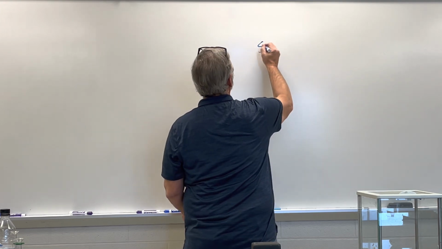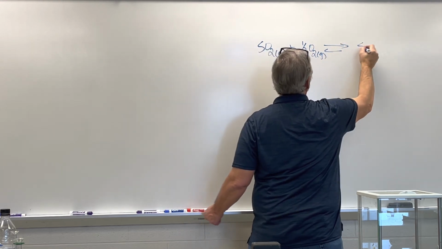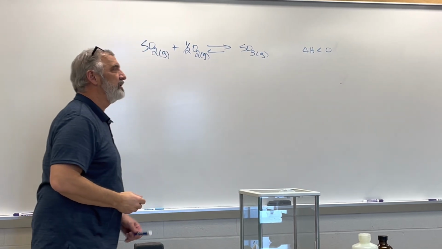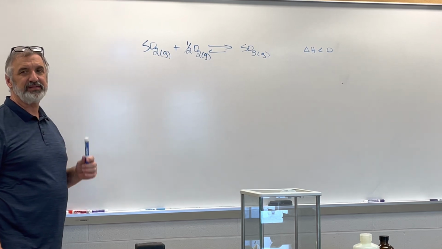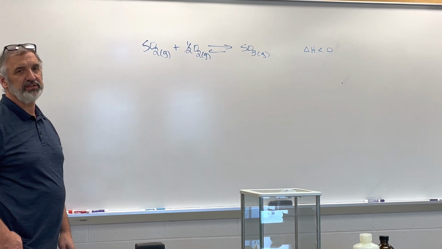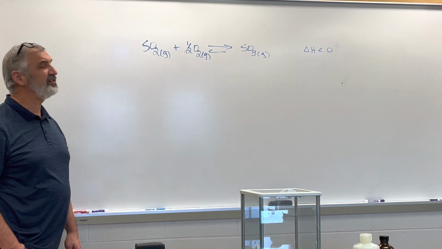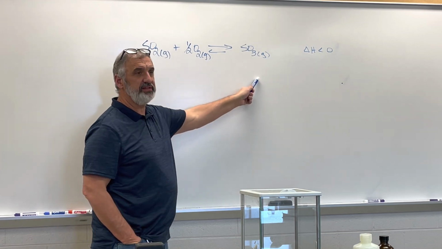We'll see. All right, Le Chatelier's principle. If we have an equilibrium of SO2 gas plus 1/2 O2 gas goes to SO3 gas, delta H is less than 0. If I add some SO3 gas to this equilibrium, which way is the equilibrium going to shift? It goes away from whatever you add. If I add SO3, it's going this way. If I add SO2, it's going that way.